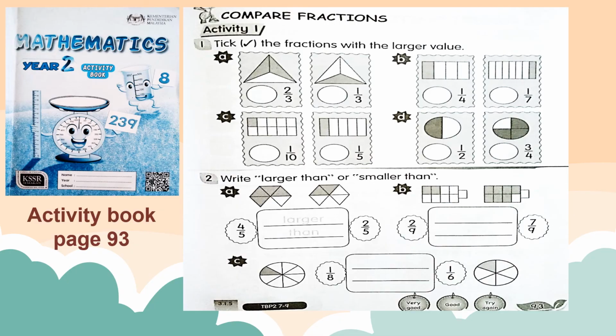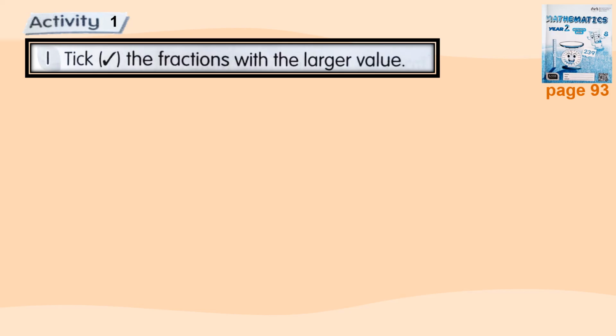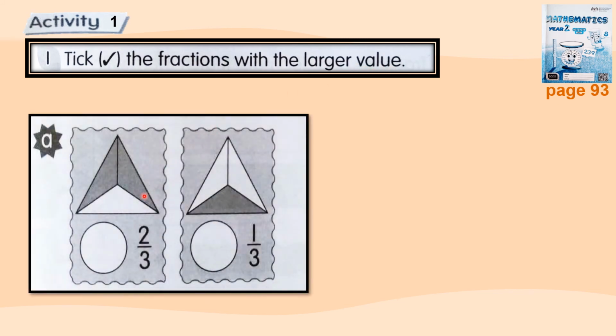Let's do exercises in Activity Book, page 93. Activity 1. Read the instruction. 1. Tick correct the fractions with the larger value. A. Look at these fractions. Let's compare the colored parts. Which is larger or more colored parts? Yes, picture number 1. So, you write correct here. 2 over 3 is the larger value.